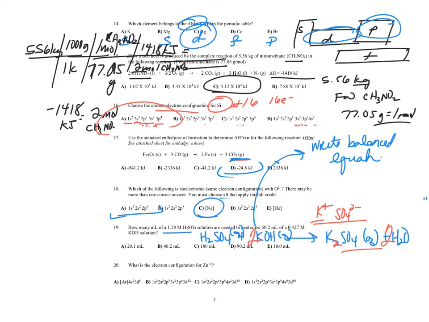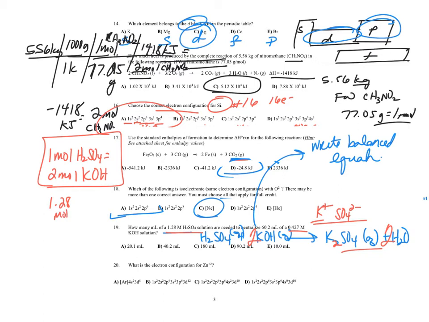Now we need to write the balanced equation so we can get this ratio: 1 mole of sulfuric acid equals 2 moles of potassium hydroxide. We need that conversion factor. I also said to you, anytime you see this big M, write it out as a conversion factor. So 1.28 mole of sulfuric acid equals 1 liter, and 0.427 mole of KOH equals 1 liter of solution. These coefficients are conversion factors, and this is a conversion factor.